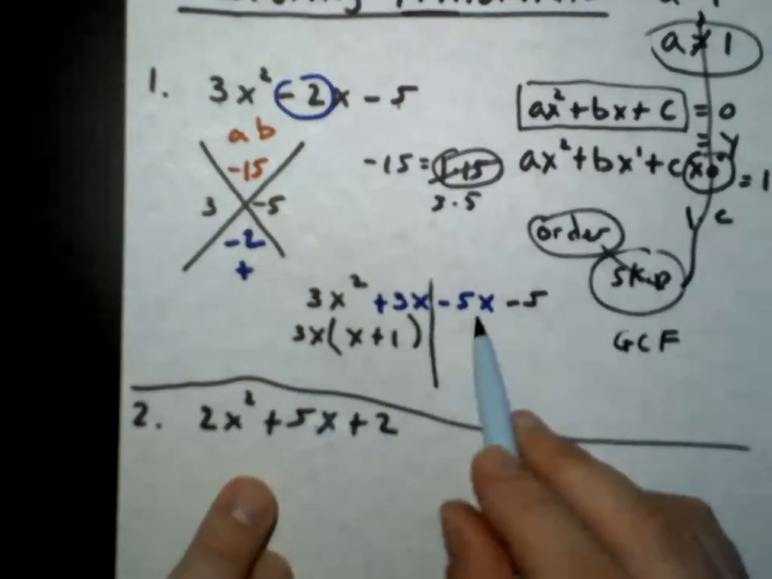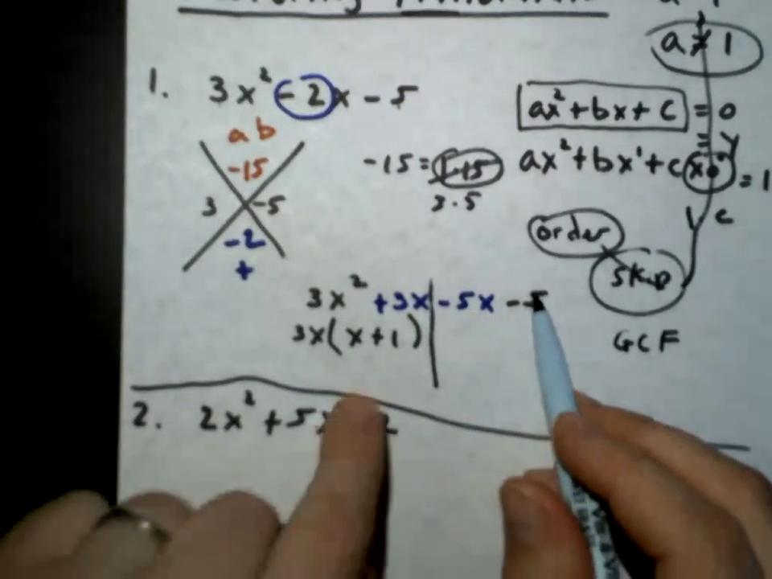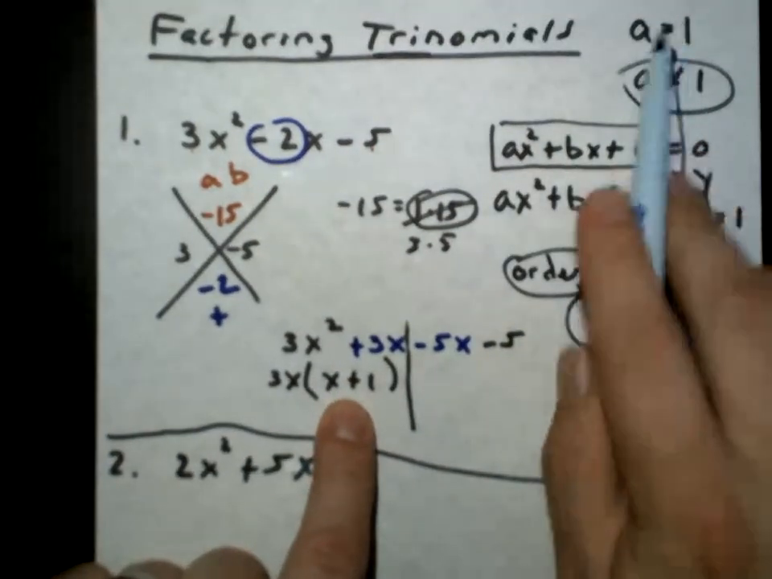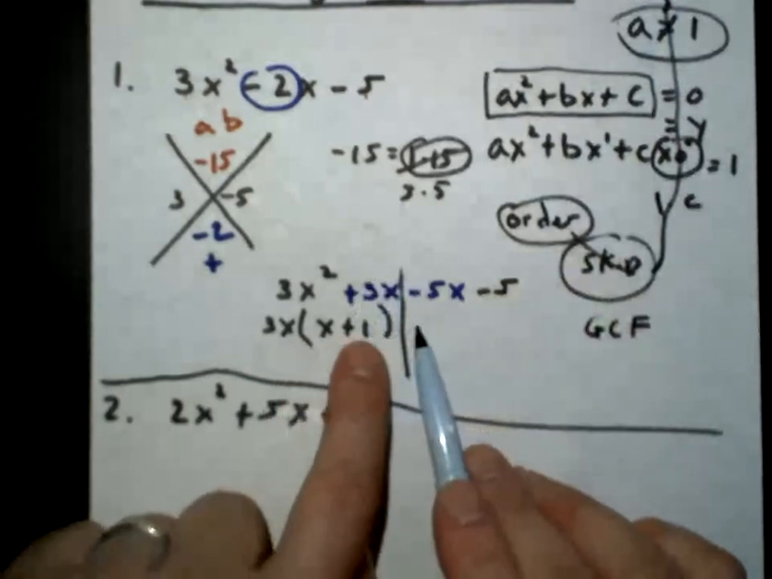On this side, I have 5. But do you remember from the previous video that I did with this one that I have to get it just like this?